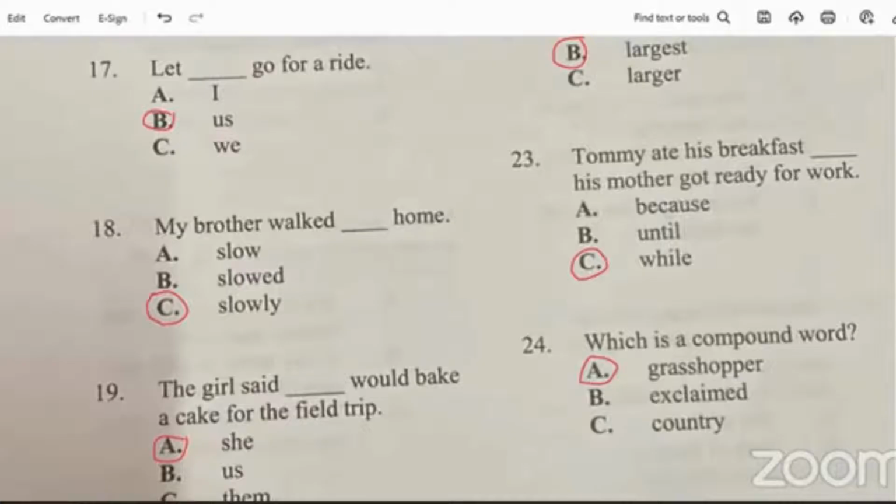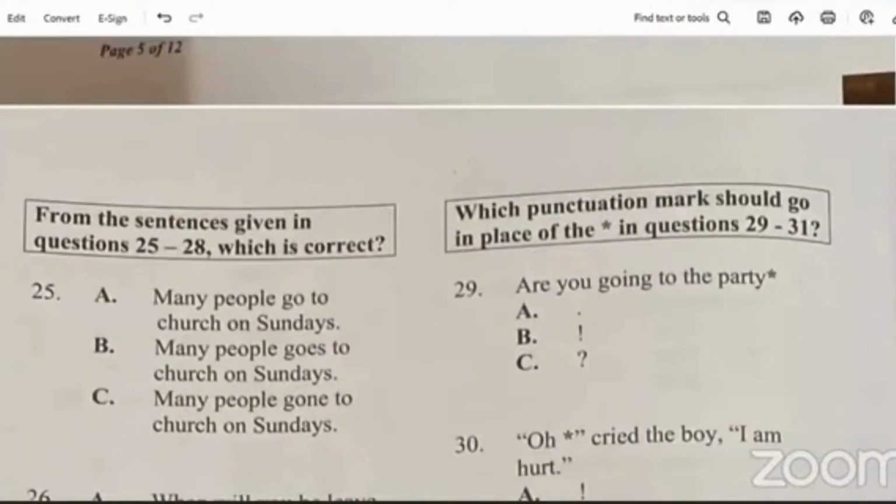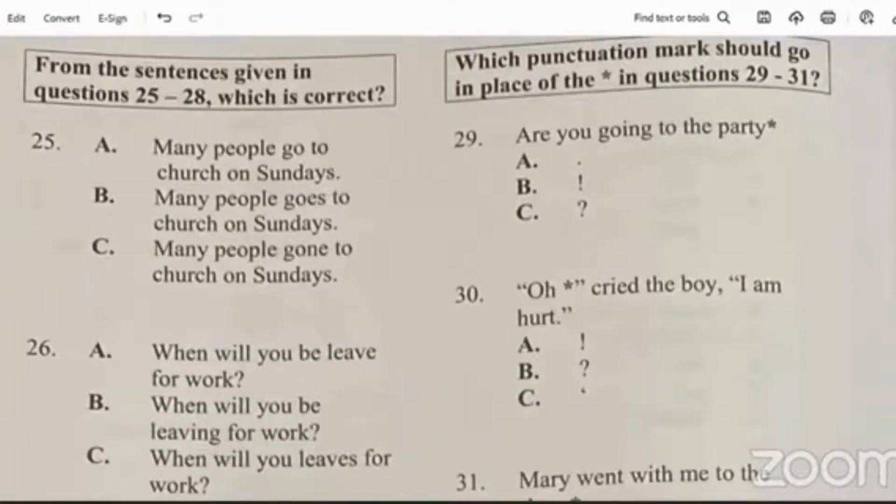All right, so let's go now to the next question, question 25. It says from the sentences given in questions 25 to 28, which is correct. And again, we have seen these questions before. So this paper should be very easy for those who have been following and watching the videos I have on this channel.